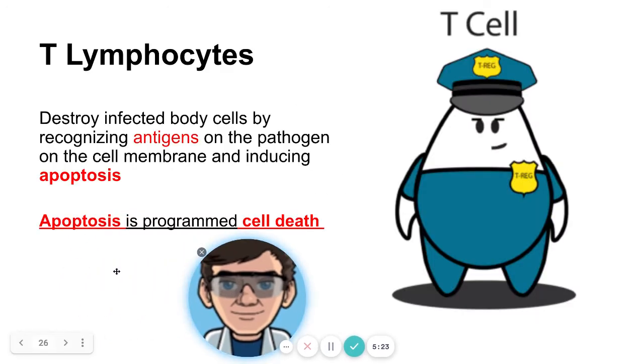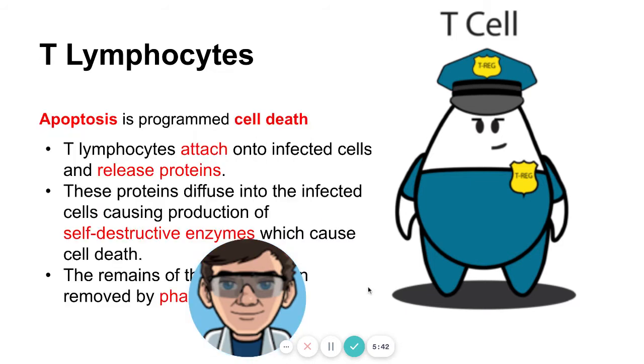Okay, let's look at our T lymphocytes. Now, T lymphocytes' job is to destroy infected body cells. These are cells that a pathogen has gone into. So it's not out travelling in the body, it's hiding inside the body cells. T lymphocytes induce something called apoptosis, which is programmed cell death. This is a series of events that you need to memorise.